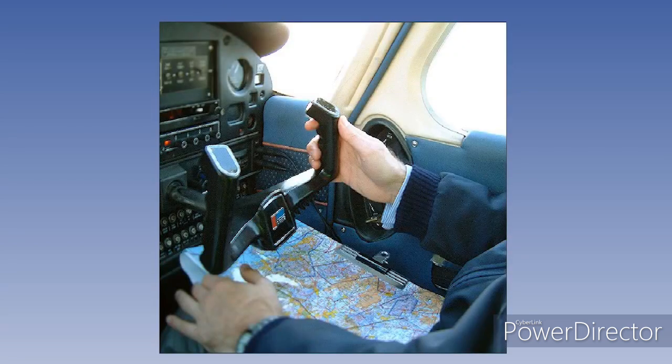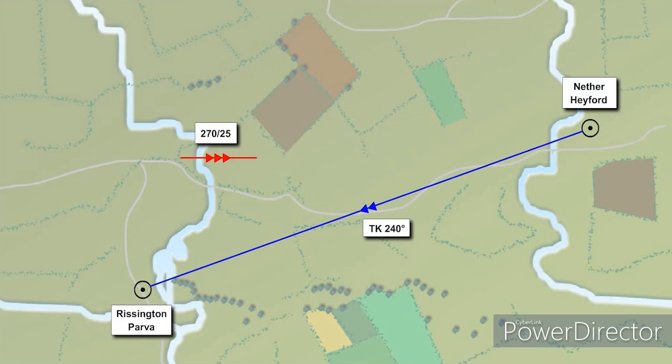We'll now learn how to calculate the heading we must fly to make good a desired track, and the ground speed which will be achieved along that track. This is by far the most frequent navigation exercise carried out by private pilots when planning a cross-country flight. We know what track we wish to fly because we've drawn a line on our map from our airfield of departure to our destination. We'll assume that we wish to fly from Nether Hayford to Risington Harbour.